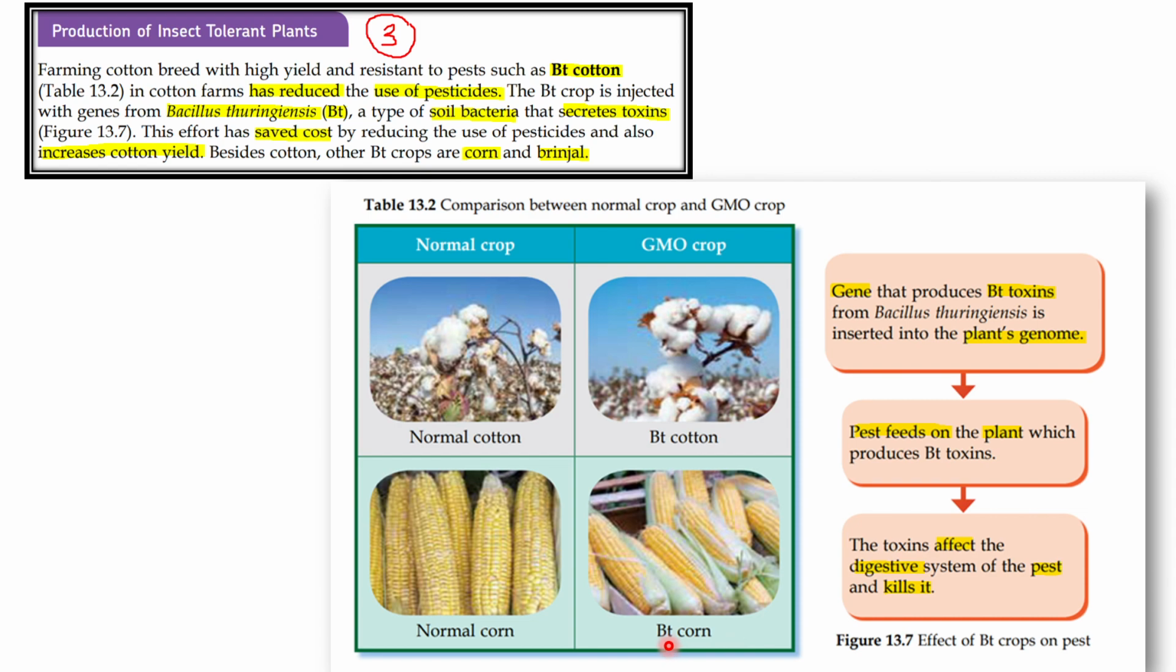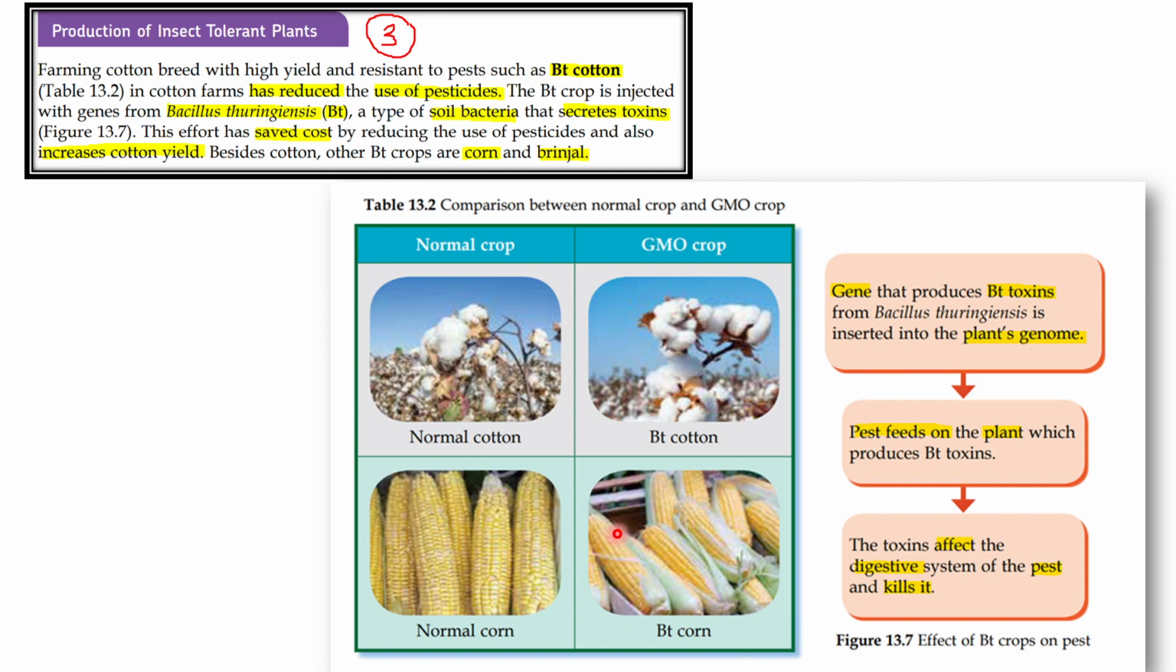Besides cotton, other BT crops are corn and brinjal. The vector involved in the production of BT corn is the Agrobacterium tumefaciens bacterium. The bacterium is used to insert the plasmid carrying the gene for BT toxin into the corn cells. The corn cells are grown in culture agar, and they develop into GM plants that can produce BT toxin to resist the pest.